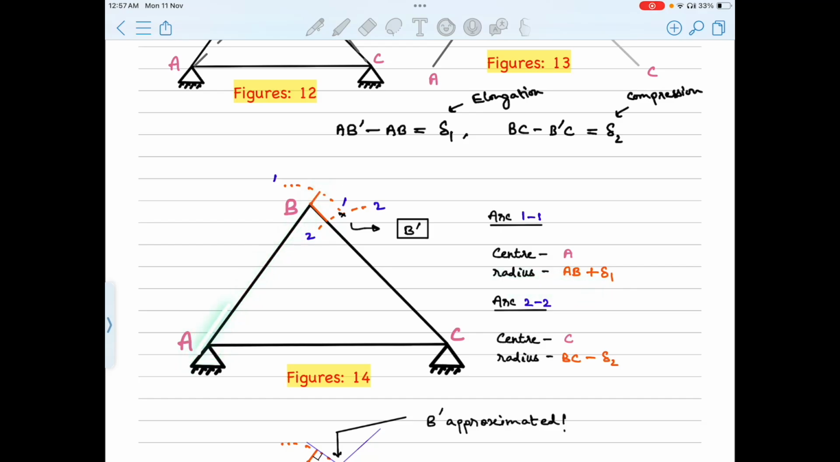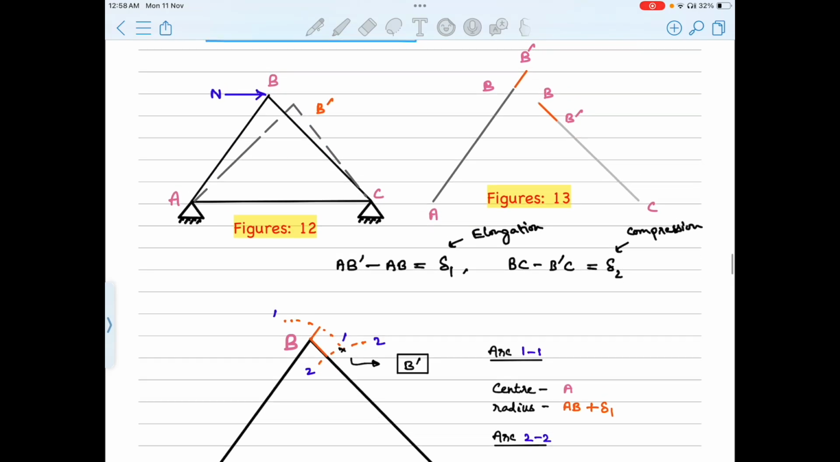So when we do so, we get this arc 1, 1. Similarly, make another arc 2, 2, with C as center and the deformed length of member BC. So with C as center and radius equal to BC minus delta 2, you make another arc, which is 2, 2. Now the intersection of these two arcs gives us the displaced position of joint B upon the application of load. So when we do that, this B dash can be located by this process.